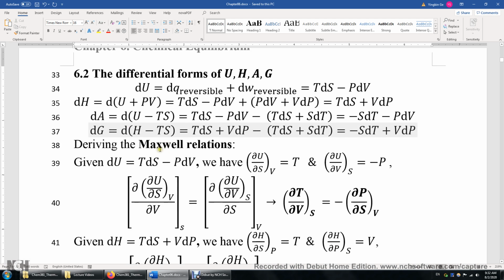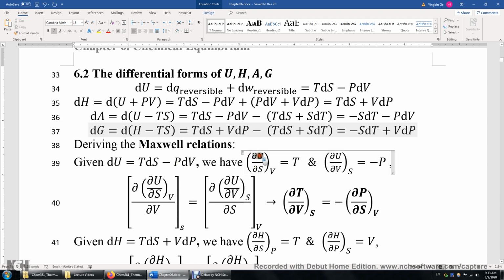Now let's look at this. If dU equals TdS minus PdV, we know delta U over delta S under constant volume condition is T. How do we understand this? Let's look at the subscript. This V means constant volume. When the volume is held constant, this dV is 0. Therefore, dU equals TdS. dU over dS is T under the constant volume condition.